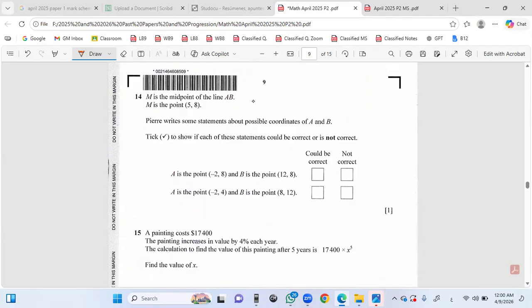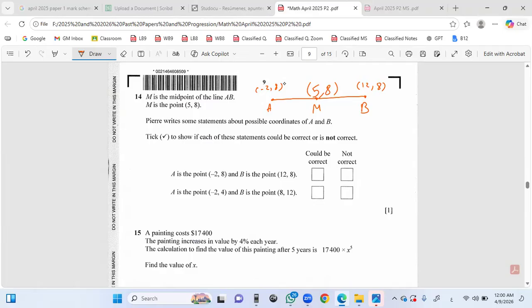M is the midpoint of the line AB. So let's imagine the line AB. They say that M is the midpoint and it is actually (5, 8). Pierre writes some statements about possible coordinates of A and B. Tick to show if each of the statements could be correct or is not correct. A is the point (-2, 8), and B is the point (12, 8). Could this be correct?